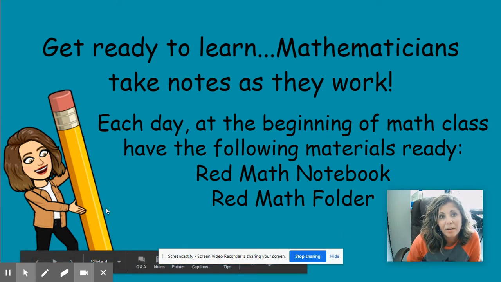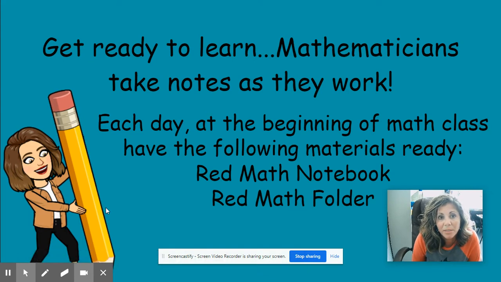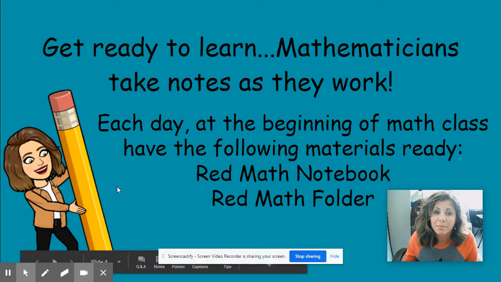Before we begin every math lesson, you need to get ready to learn. Mathematicians take notes as they work. Each day at the beginning of math class, have the following materials ready: a red math notebook and your red math folder.